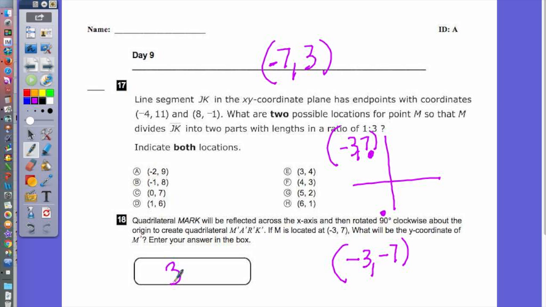If you're using the rules, you're using the rule for a 270-degree rotation, which is y, -x. They only want the y coordinate. So -3 is your x value. The opposite of x is +3. So you can do it with the rules. You can do it with hopping around quadrants. Okay?